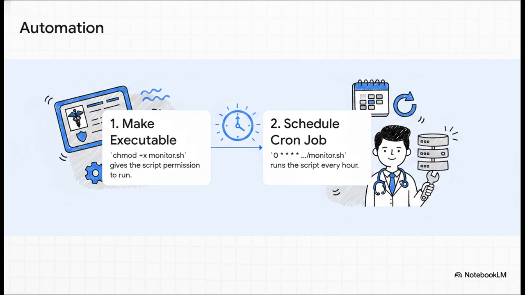First, we use chmod to make the script executable. You can think of this as giving our doctor its medical license. Second, we add one single line to a system scheduler called cron, and we just tell it, hey cron, run this script for me on the hour, every hour. That's it, we're done. Our server now has its own personal doctor, on call, around the clock, forever.